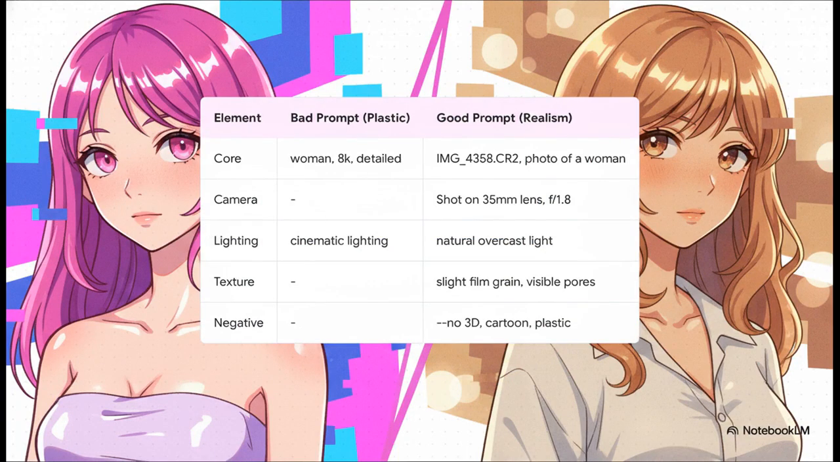And here it is. This is the proof. Just look at the difference here. The before prompt is what most people start with, right? Woman, 8K, detailed. And the result, plastic. But the after prompt uses our entire formula. It kicks off with the file name hack, it specifies the camera and lens, it uses natural light, it adds texture, and, crucially, it blocks all the fakeness with a negative prompt. The difference is absolutely night and day.